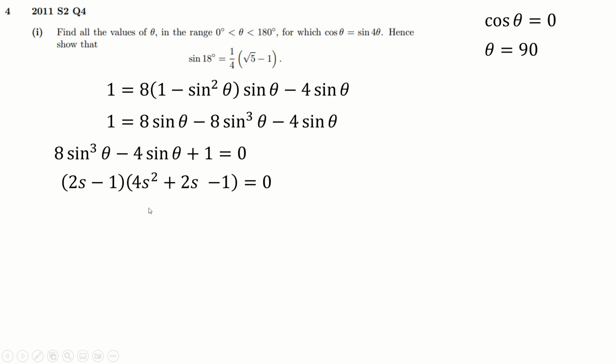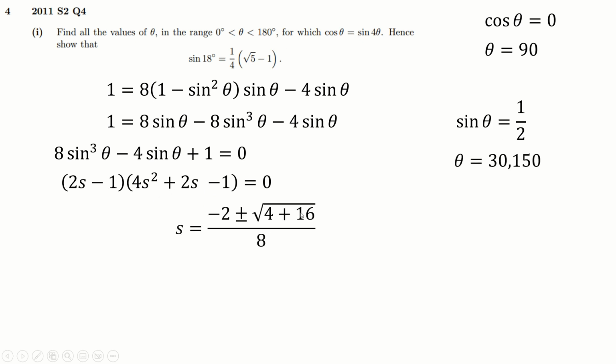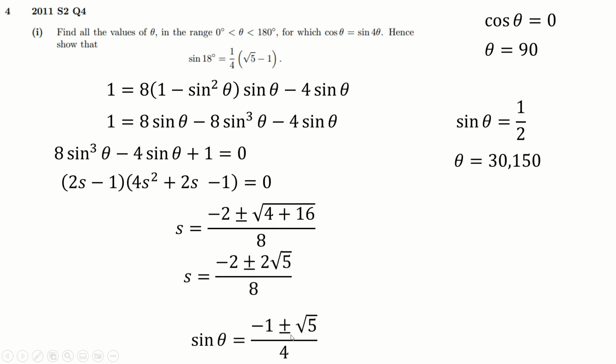We can now look for solutions of this. It doesn't factorize after a little bit of trial and error, so we can just do some formula. By the way, sine theta is a half is also a solution, which gives you 30 and 150 in this range. So let's use the quadratic formula on this. We get this, that makes 20, which is 2 root 5. Divide everything by 2 there, we get this. I don't know the values of theta that give me this, but it is very interesting that it looks basically the same as what's up here.